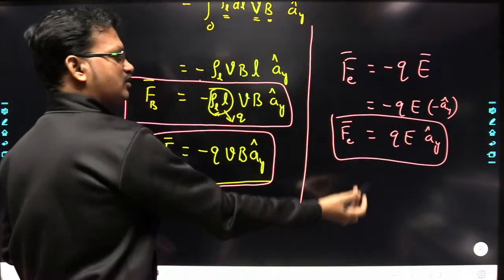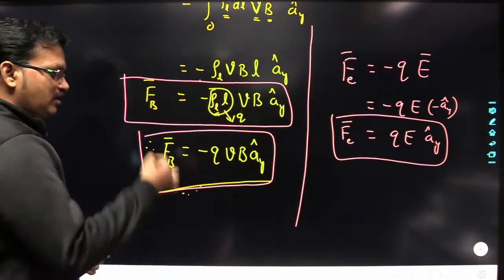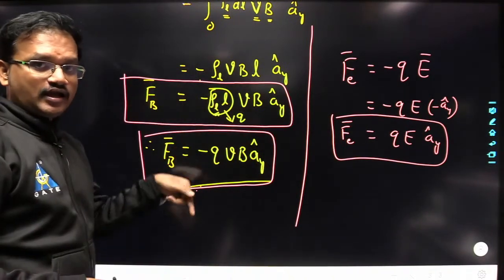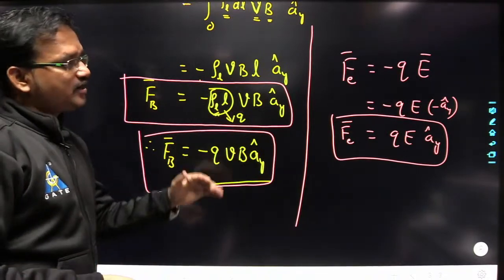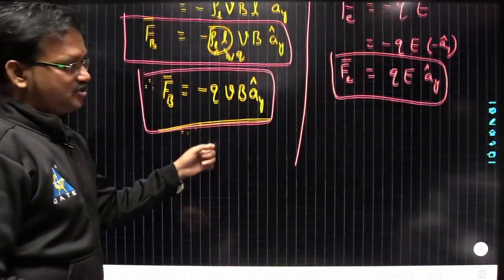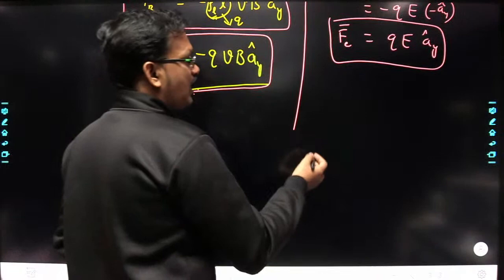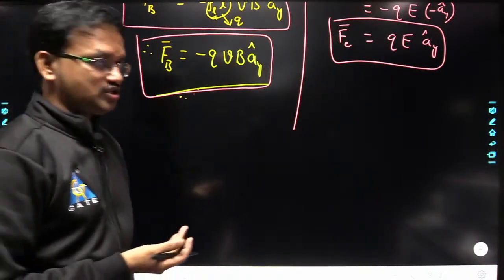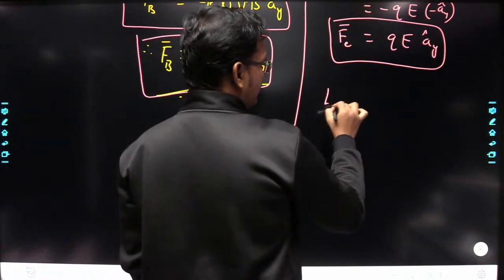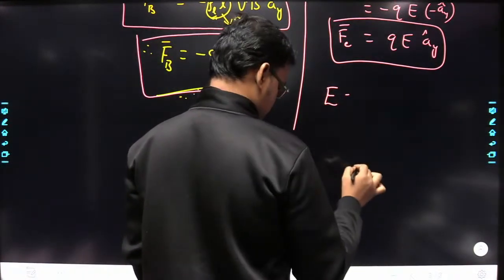Understood? See, the electrical force is pointing in positive y direction, whereas the magnetic force is pointing in negative y direction. So both will get balanced at one stage. That condition we call the equilibrium condition, right? Okay. So now here I'll try to get the expression of electric field in terms of potential. So what I will do here is E is equal to what?